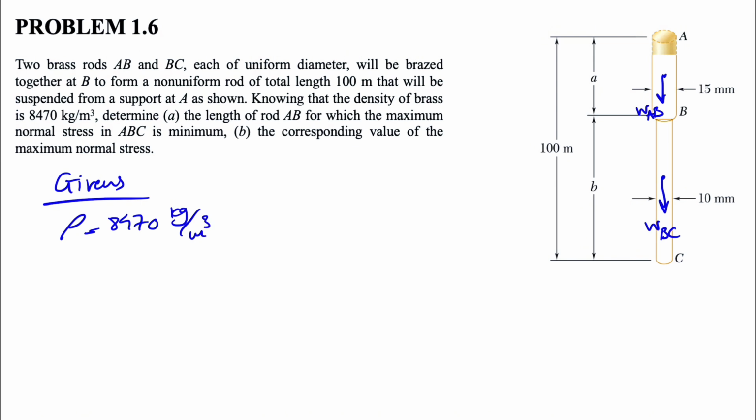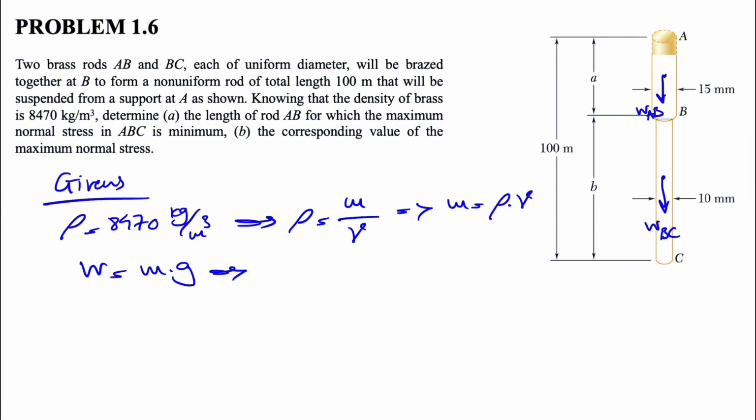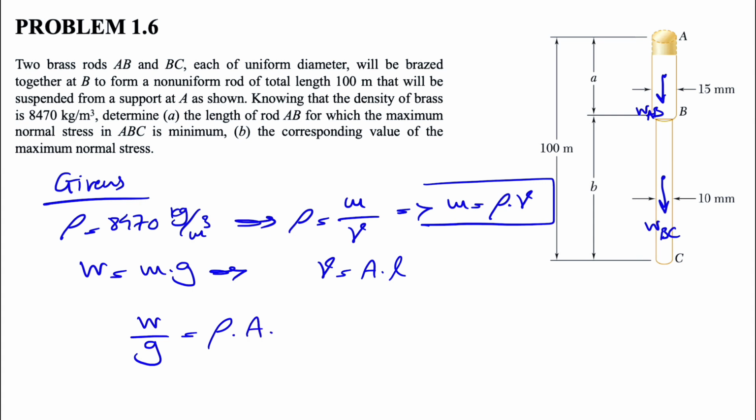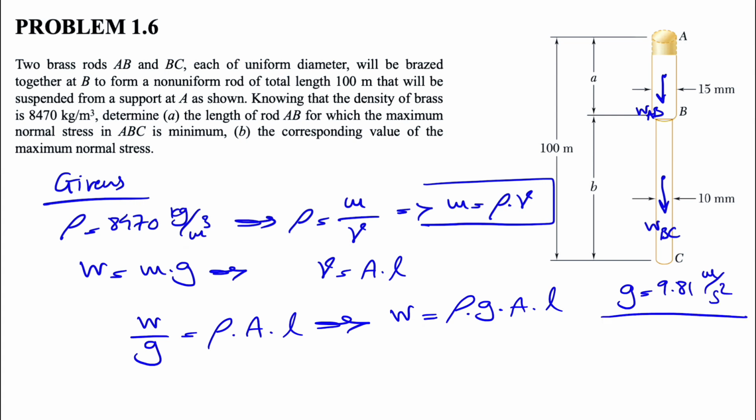8470 kilograms per meter cubed, and the way we're going to use this is that rho, or density, is equal to mass divided by volume, and the weight is mass times the acceleration of gravity. So for finding the mass we have density times volume, and since we have cylindrical rods, the volume is simply the area times the length of the rod, which we'll call L. So mass is equal to W over g, and from here we can find the weight: rho times g times A times L, where g is the acceleration of gravity, 9.81 meters per square second.